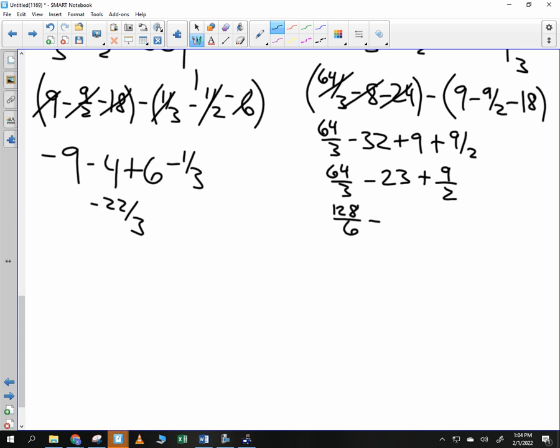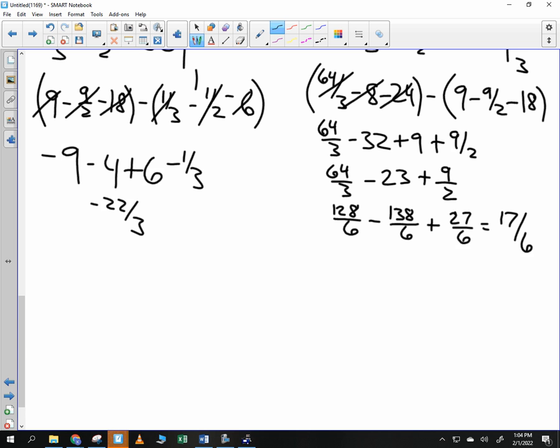23 times 6, 138, plus, then what? 27 over 6. All right, 128 minus 138, negative 10. And negative 10 plus 27, 17 over 6. So I went negative 22 thirds in one direction and then 17 sixths in another direction.